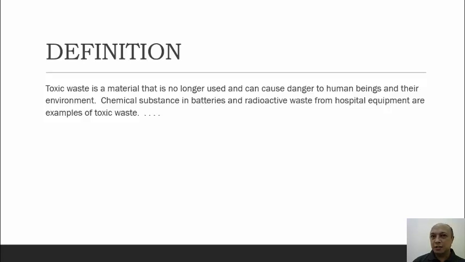Definition. Now this is the rhetorical pattern of definition. See, toxic waste is a material that is no longer used and can cause danger to human beings and their environment. Now this very first sentence is a definition. Toxic waste here is an object, and then you have the definition: material that is no longer used and can cause danger to human beings and their environment. And of course, you have to explain more. So you write, chemical substance in batteries and radioactive waste from hospital equipment are examples of toxic waste.